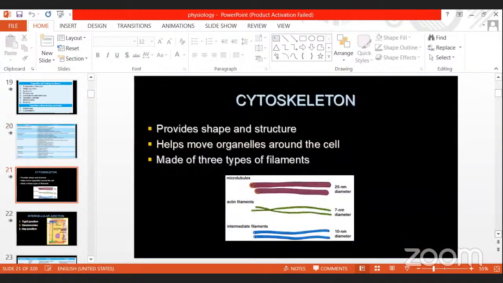Let's see in detail about the cytoskeleton. Cytoskeleton provides shape and structure, helps move organelles around the cell, and the major cytoskeleton materials are microtubules, actin filaments, and intermediate filaments.